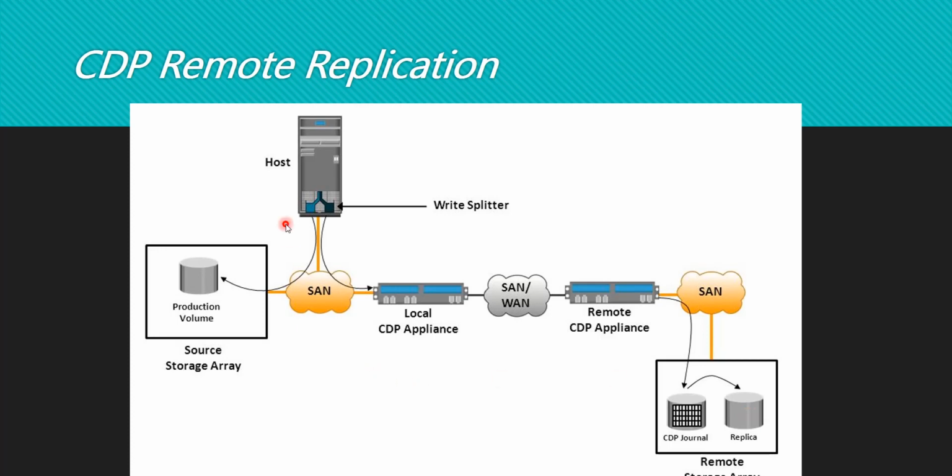Now, in terms of performance, asynchronous CDP remote replication performs better than synchronous, because in case of synchronous, the host has to receive an acknowledgement from the remote CDP appliance. It has to wait till the remote CDP appliance sends the acknowledgement of the received writes. Synchronous replication impacts application performance when there are heavy write loads.